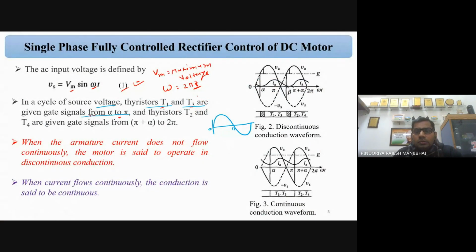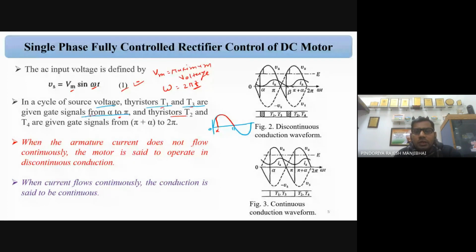So now you can see this is a sinusoidal signal and we have to operate the thyristor at the alpha because we have to give the firing pulses, correct? So this is your alpha. So we have to operate from alpha to pi. So we can say this is alpha and this time period up to here. So we can operate thyristor T1 and T3. Okay, so T1 and T3 from alpha to pi.